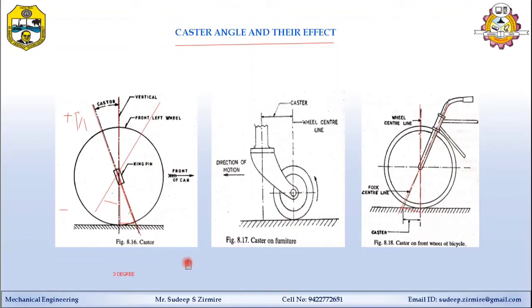Apart from this, one more important point about caster: a change in the caster angle affects the other steering geometry angles, like toe-in, toe-out and camber. So it is very important to fix the caster angle first. I am talking about wheel alignment.